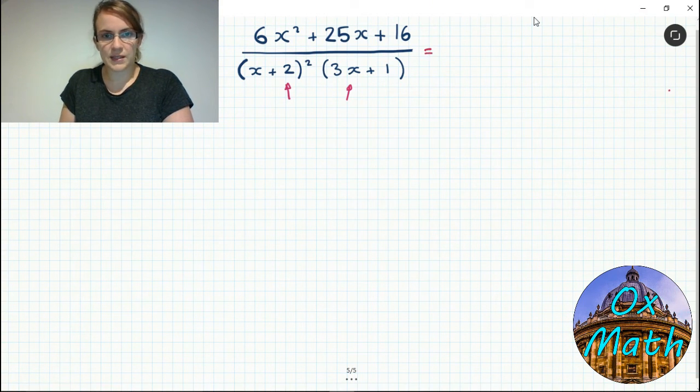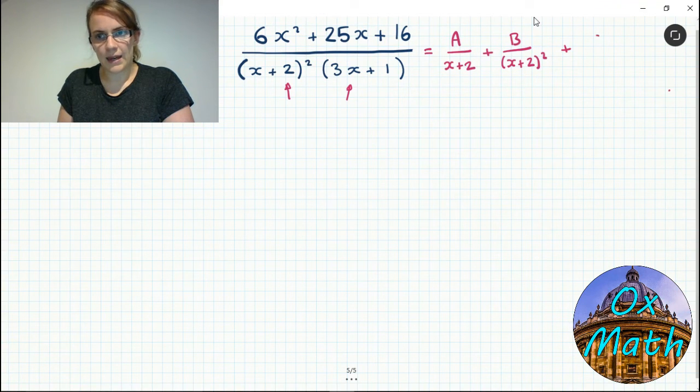So the first thing is to split it into its partial fractions. So remember our repeated factor, because it's a repeated linear factor, you only need a constant on the top, but you do need to keep the squared in the second one, and then our third fraction is going to be a constant over 3x plus 1. So they're all proper, but we don't need any x's on the top this time.